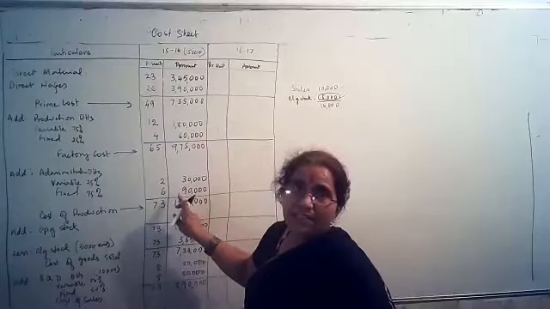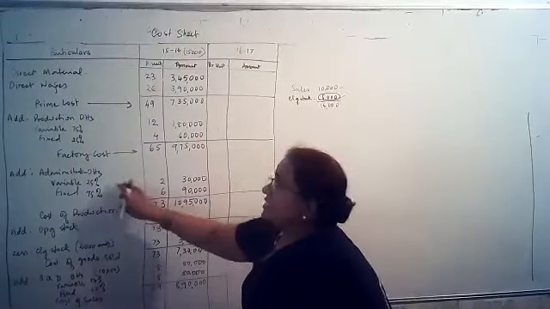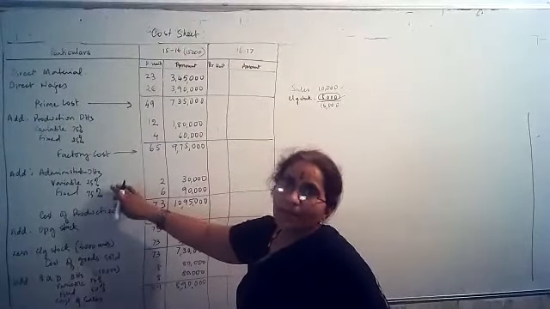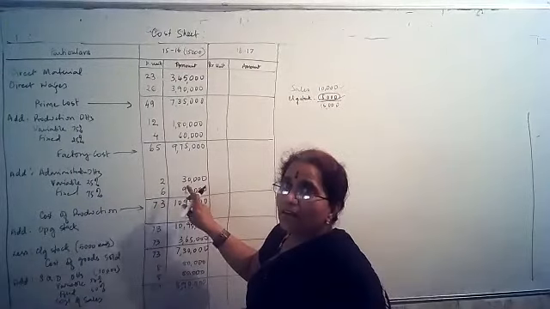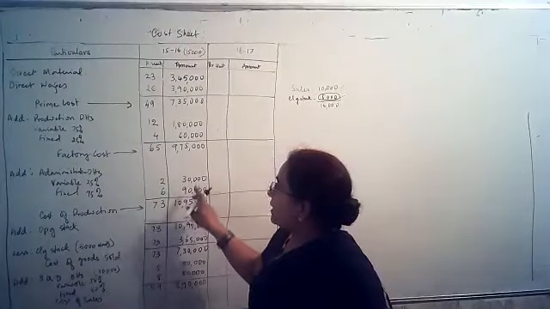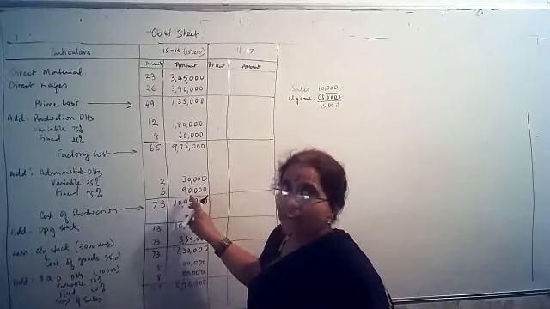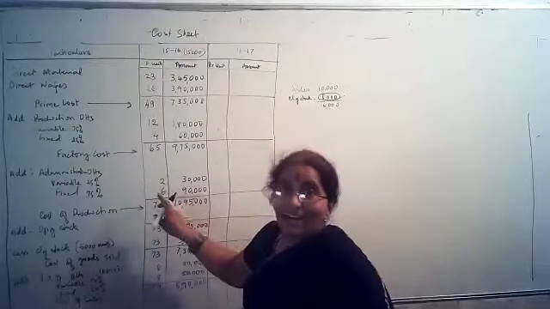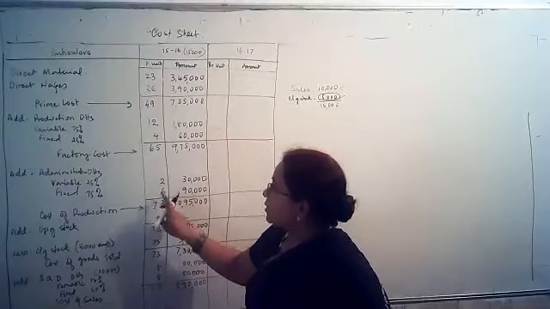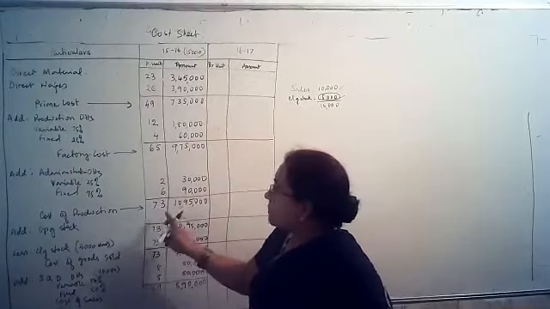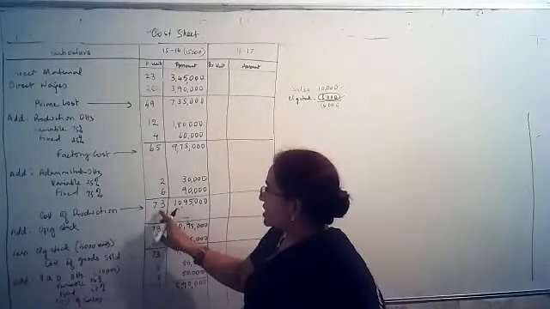Next is my administrative overhead, which I add up, of which 25% is variable and 75% is fixed. So if I bifurcate the total 1,20,000 between variable and fixed, I get variable 30,000 and fixed 90,000. If I divide that by 15,000 units, I get 2 rupees and 6. Add up, you get your cost of production, which is 73.